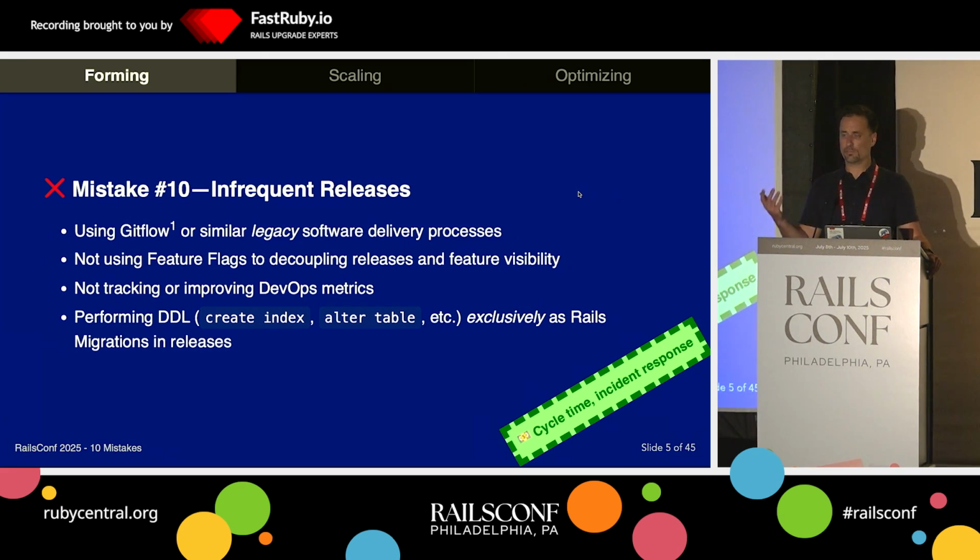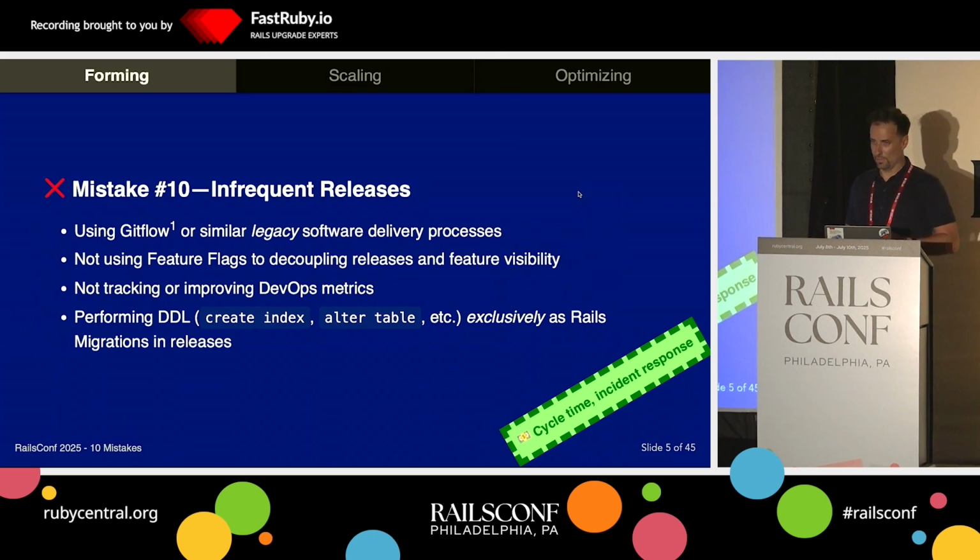As we know, we release most of our DDL changes, our schema or structural changes to our database, through Rails migrations. So having an infrequent release process can really reduce your team's agility and ability to evolve your schema. This looks like using Gitflow or a similar legacy software delivery process, not using feature flags to decouple your releases from feature visibility, not tracking or using DevOps metrics in a metrics-based approach, and performing DDL changes exclusively using Rails migrations. We'll look at one alternative to that briefly. This can increase your cycle time and increase your time spent responding to and resolving incidents.